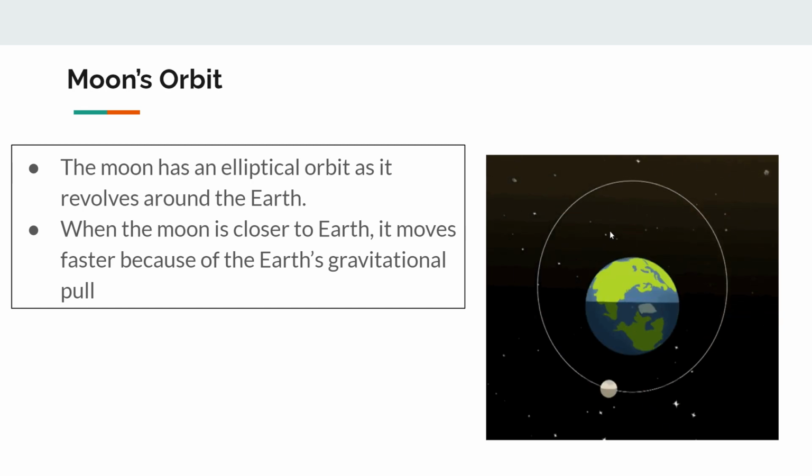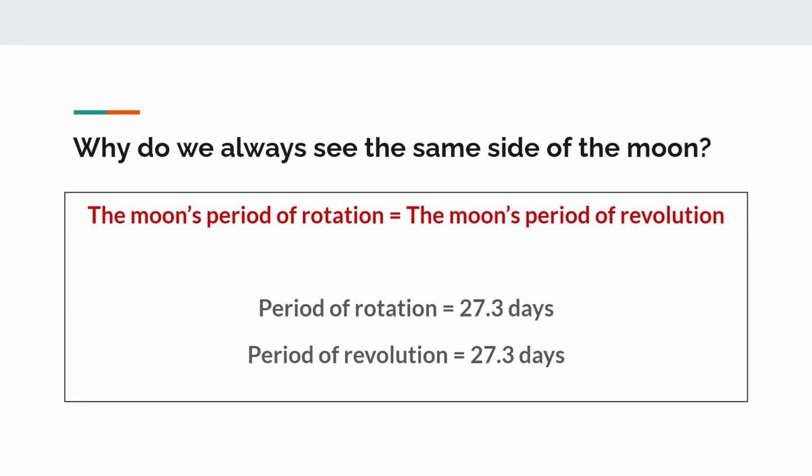Now, another thing you need to know is that the moon's orbit is actually elliptical. It has a slightly oval orbit around the Earth. Sometimes it's closer to the Earth, and sometimes it's farther from the Earth. When it's closer to the Earth, it has a higher gravitational pull by the Earth, so it moves slightly faster. And when it's farther from the Earth, it has less gravitational pull, so it's slightly slower.